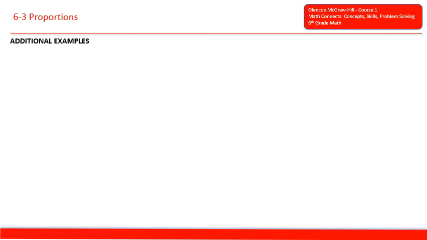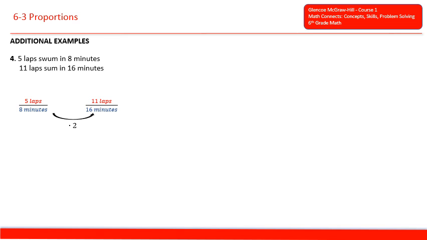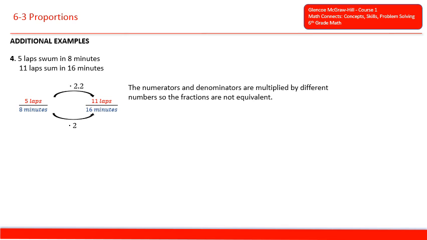Number 4, 5 laps swum in 8 minutes, 11 laps swum in 16 minutes. 5 laps in 8 minutes, 11 laps in 16 minutes. If we multiply 8 times 2, we get 16, but we have to multiply 5 times 2.2 to get 11. So the numerators and denominators are multiplied by different numbers, so the fractions are not equivalent. The number of laps are not proportional to the number of minutes.